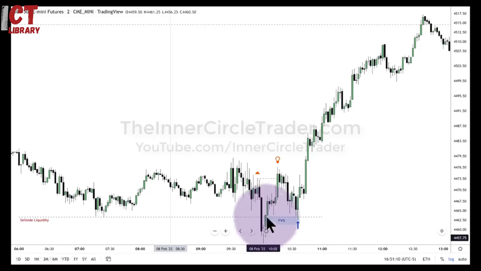Oh, ICT. Fair value gap. Trade down into it there. That's a long for S&P. But I don't want to trade the S&P. So I'm going to use the timing of that candle for my long entry on NASDAQ. Trading what's not in the chart. Hint, hint. Nudge, nudge.